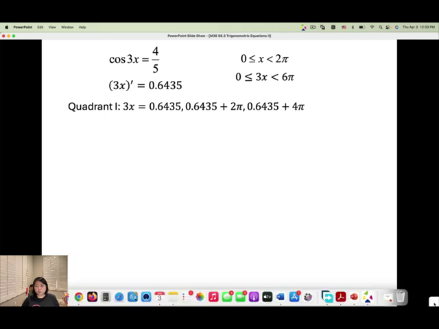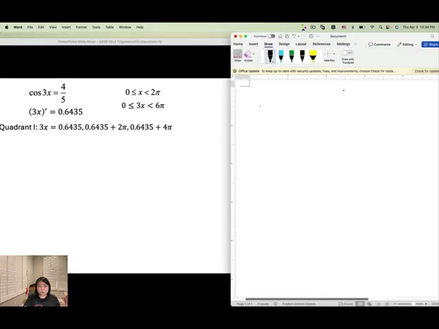Okay, let me explain this part here. So we have quadrant 1, and the reference angle for 3x will be equal to 0.6435. So quadrant 1 is somewhere like here, 0.6435. We are working on 3x, so 3x goes from 0 to 6 pi here. So this is going to be my first solution: 3x equal to 0.6435.